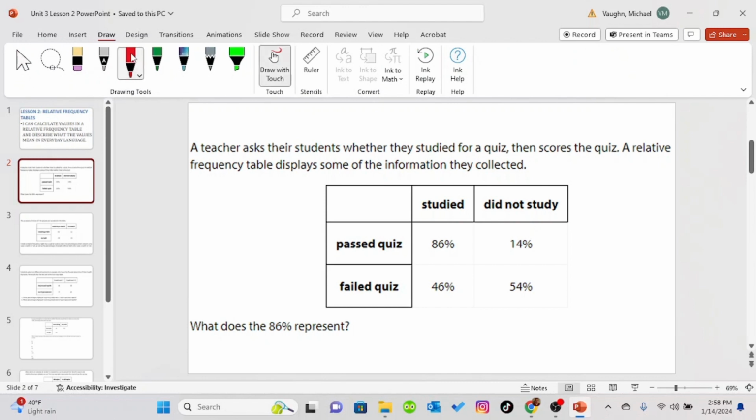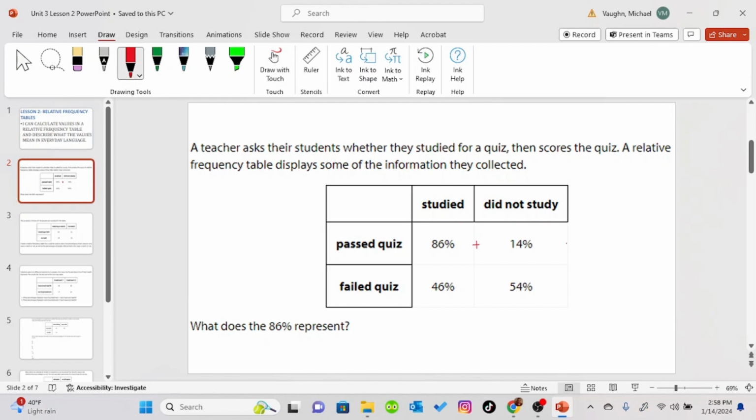So this relative frequency table is set up as a row relative frequency table. The whole table doesn't add up to 100%. Each row adds up to 100%. And they ask, what does the 86% represent?